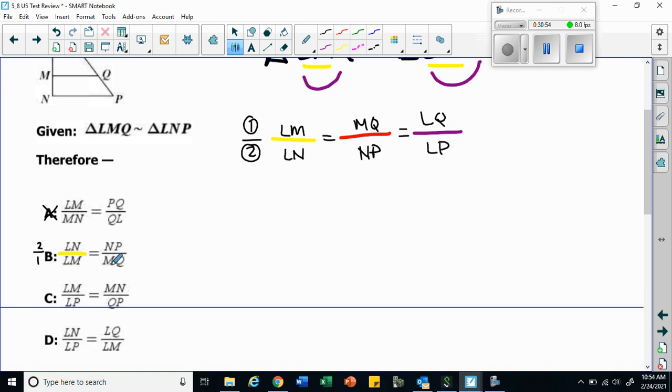is red, and then MQ is also red. Perfect. So now I need to see, is NP from my second triangle? It sure is. And MQ is from my first triangle. So the colors checked out, and then the order also checked out, and the colors checked out for this one as well as the order. So B is your answer.